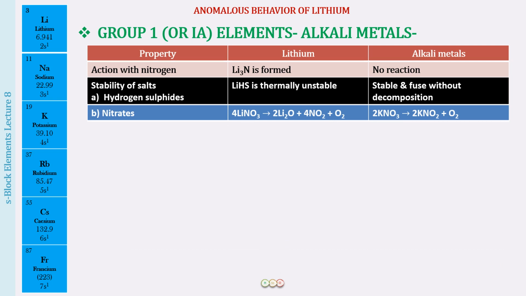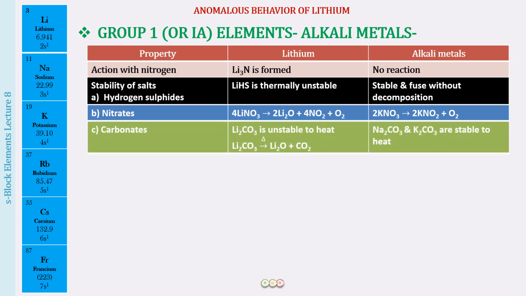Next we have nitrates. This is what we talked about in the last lecture. Lithium nitrate on thermal decomposition will give us lithium oxide, NO2, which is a reddish brown gas, and oxygen, whereas the rest of the alkali metal nitrates will form the corresponding nitrite, and along with that oxygen is going to be evolved. So here it is oxide and NO2, and here it is only a nitrite. This is an important difference that you have to remember, very frequently coming in the examination.